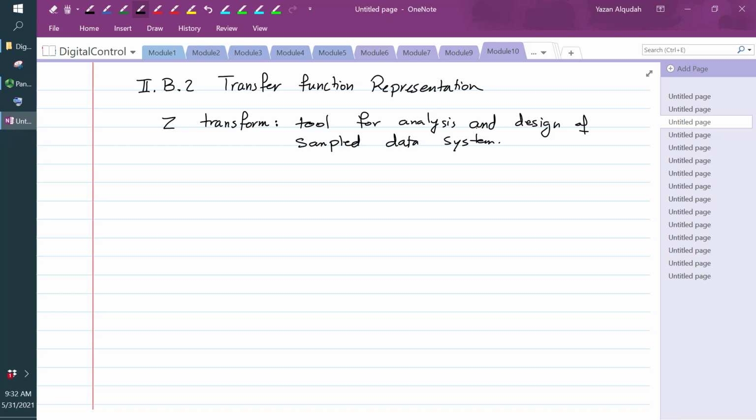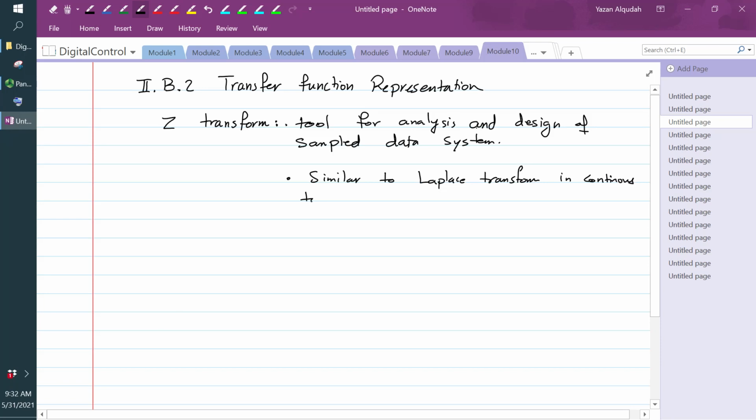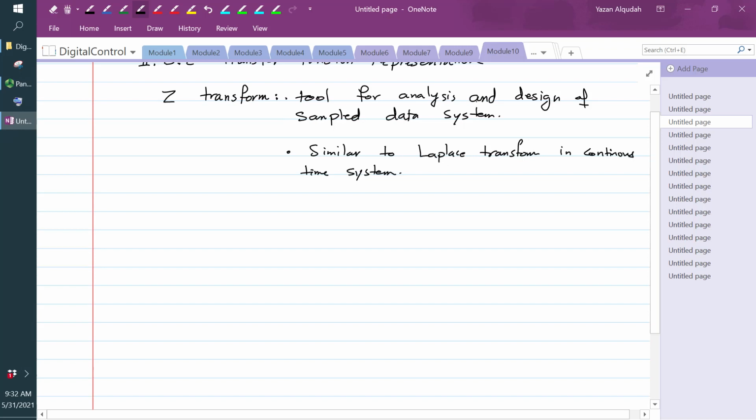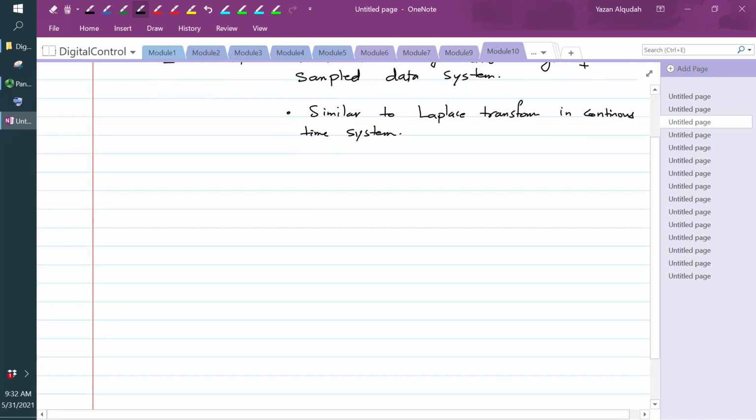Now, what is the role of this Z-transform? The Z-transform is similar to the Laplace transform in continuous time systems. Remember the Laplace transform, we took a differential equation, we applied the Laplace transform to get the transfer function. Similarly here, we're going to be using the Z transform, we're going to apply it to a difference equation in order to get the transfer function.